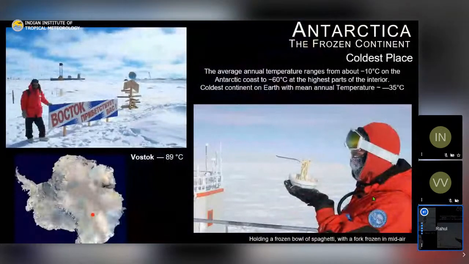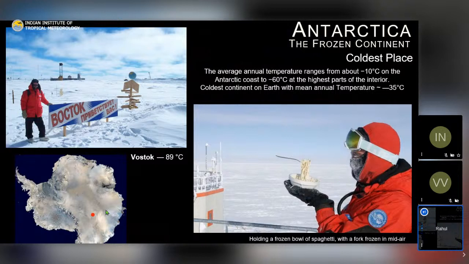So now let's see, how cold is this place? Antarctica, everyone knows, is very cold, but how cold? The coldest continent on Earth, with mean annual temperatures of minus 35 degrees C. This is Vostok, a polar plateau station, the famous Russian station, which recorded minus 89 degrees centigrade. And this is an interesting picture, a person holding a bowl of spaghetti with a fork, which is frozen in midair. Such is the temperature profile there.